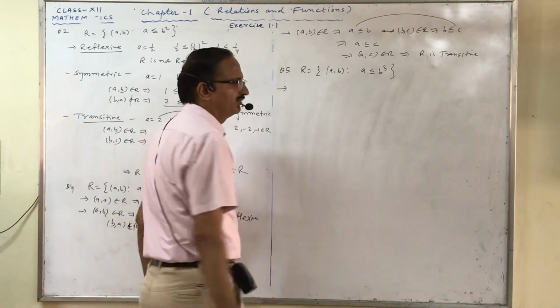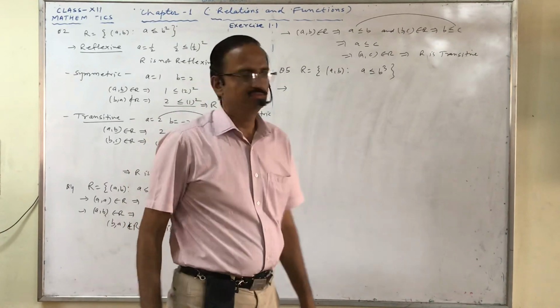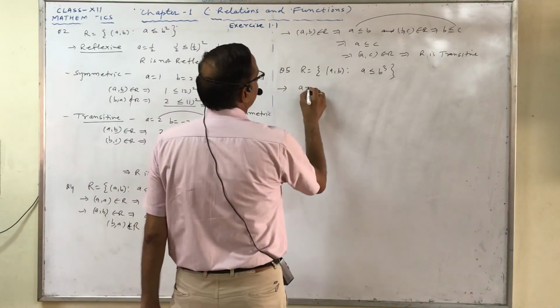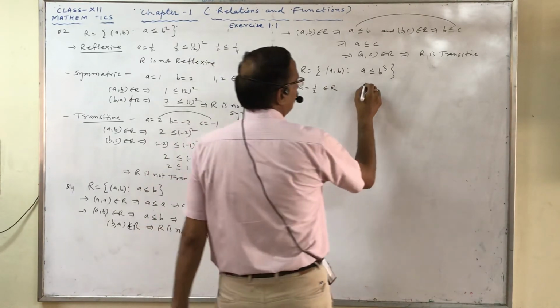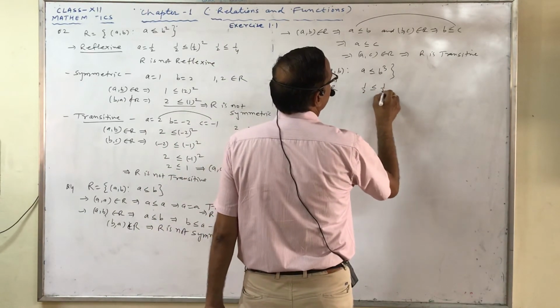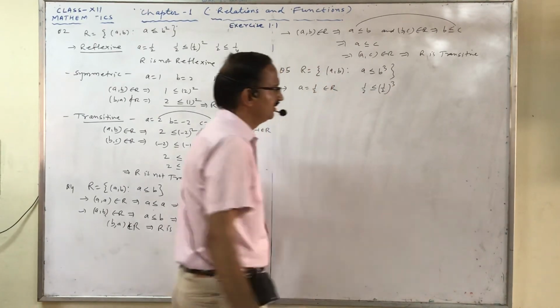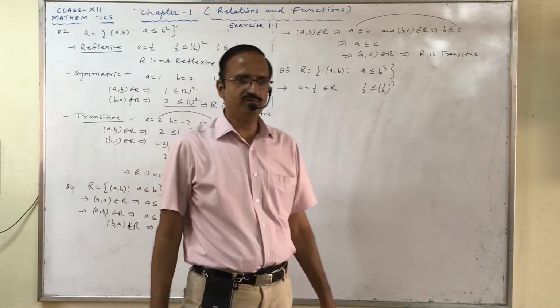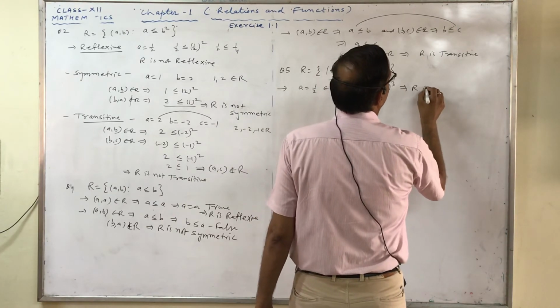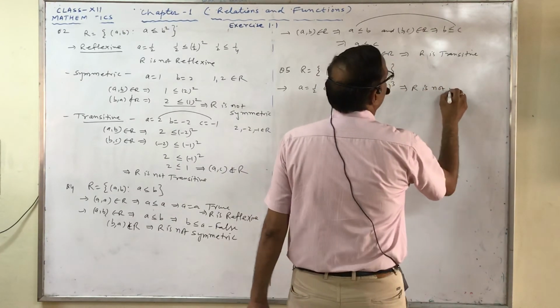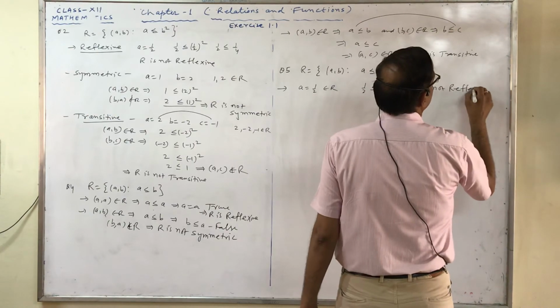So first of all, for reflexive, again the same example. If a equals 1/2, 1/2 belongs to R. So is 1/2 less than or equal to (1/2) cubed? Not possible. It is neither less than nor equal to. It means you can say that R is not reflexive.